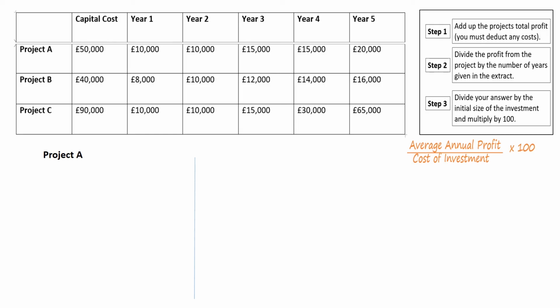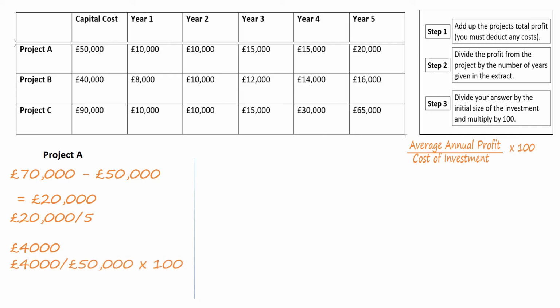So the total profits for project A, we can see is £70,000 and the costs were £50,000. That gives us £20,000. Now we need to divide the £20,000 by the number of years, and we know that's 5 years, which gives us £4,000. Now we can input that data into the formula. So that's £4,000 divided by the cost of the investment for project A, which is £50,000. Times that by 100, and that gives us 8%.